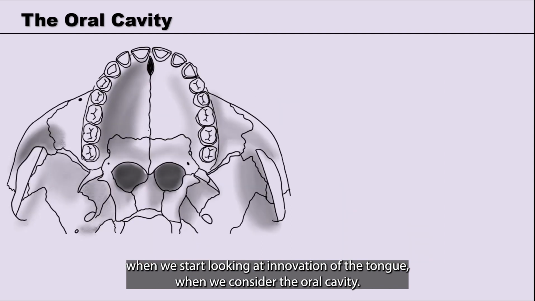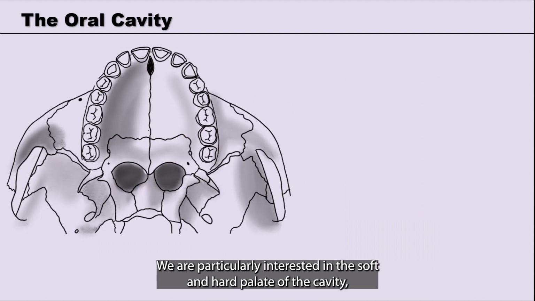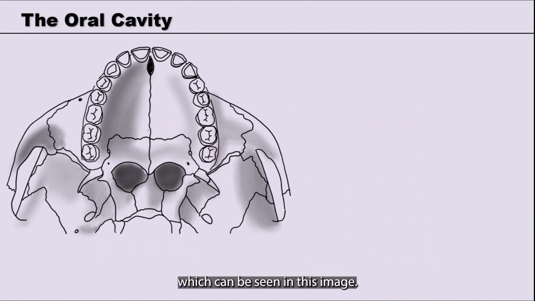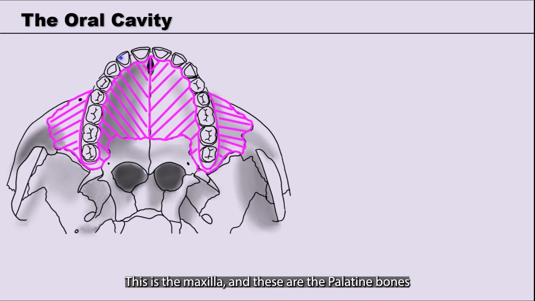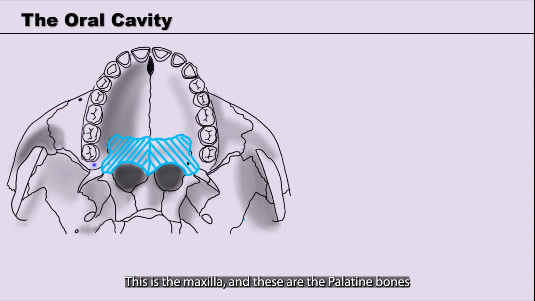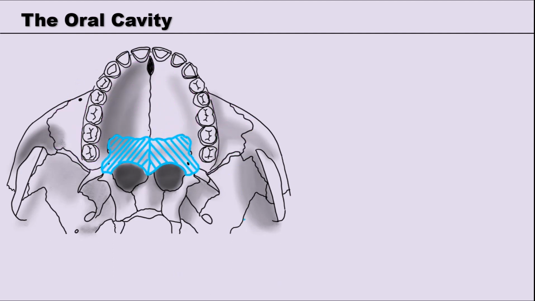When we consider the oral cavity, we are particularly interested in the soft and hard palate of the cavity, which can be seen in this image. We are looking at the palate from the inferior view, and here are the maxillary teeth, with the maxilla and the palatine bones. This is the maxilla, and these are the palatine bones.